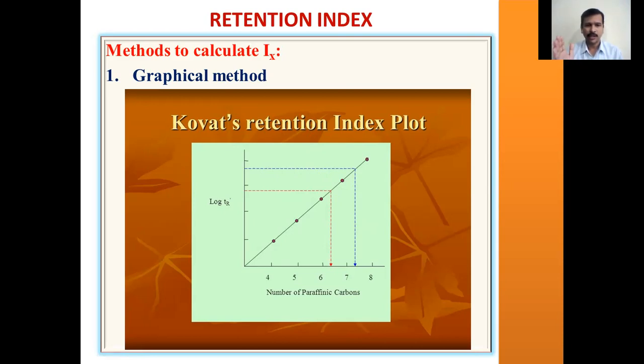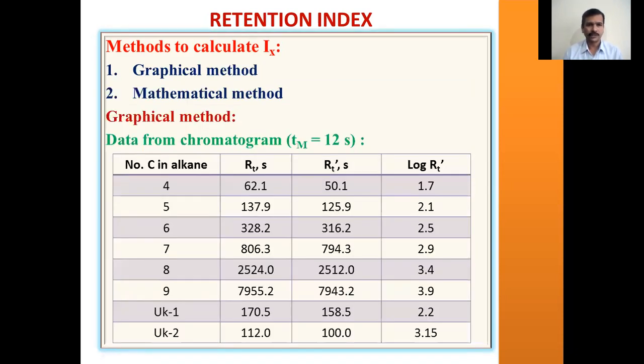In another column, log of TR dash. Adjusted retention time is TR dash. So you plot log of TR dash as a function of number of carbon atoms. You will get a line, not necessarily passing through the origin. And similarly, you have the unknown compounds with known retention time. You calculate the adjusted retention time for those two, and you obtain the number of carbons from the graph. Let me illustrate this by the graphical method.